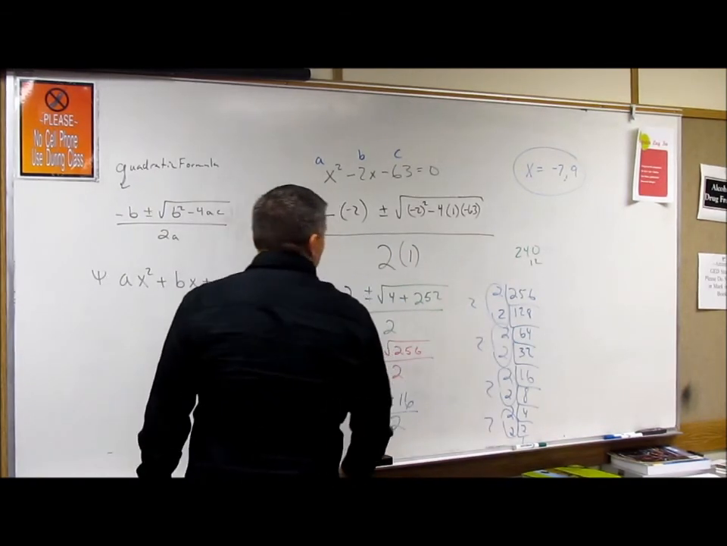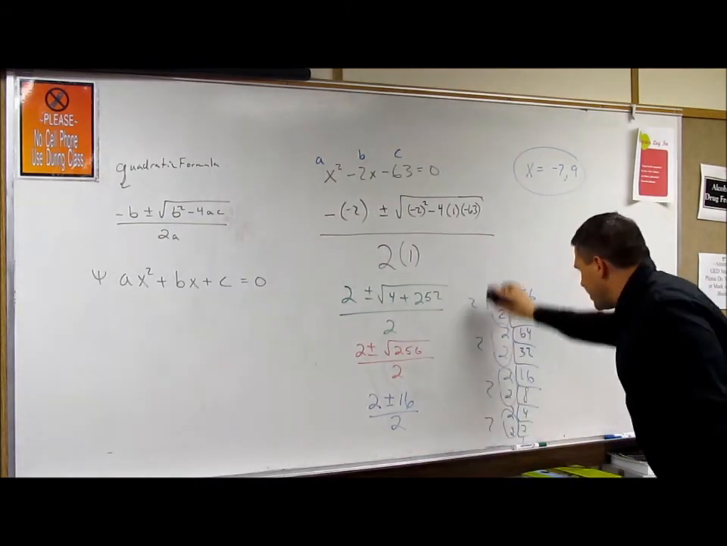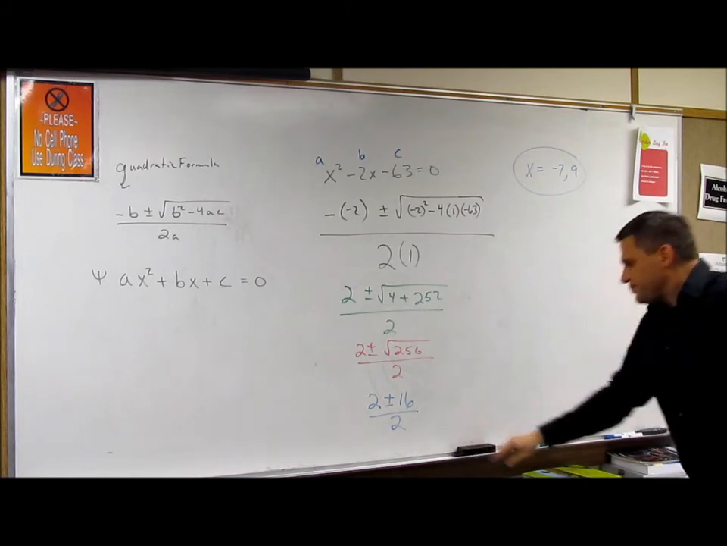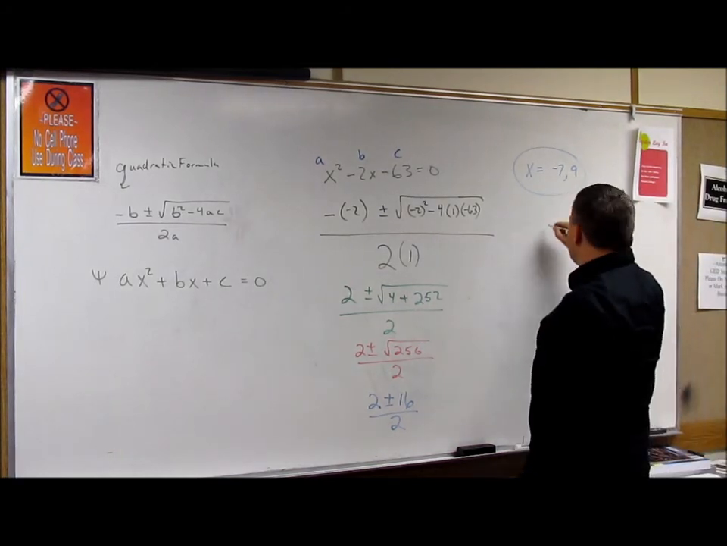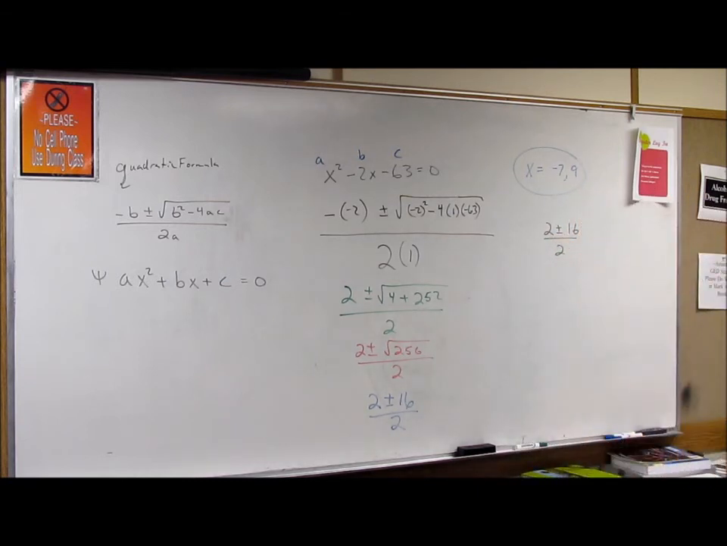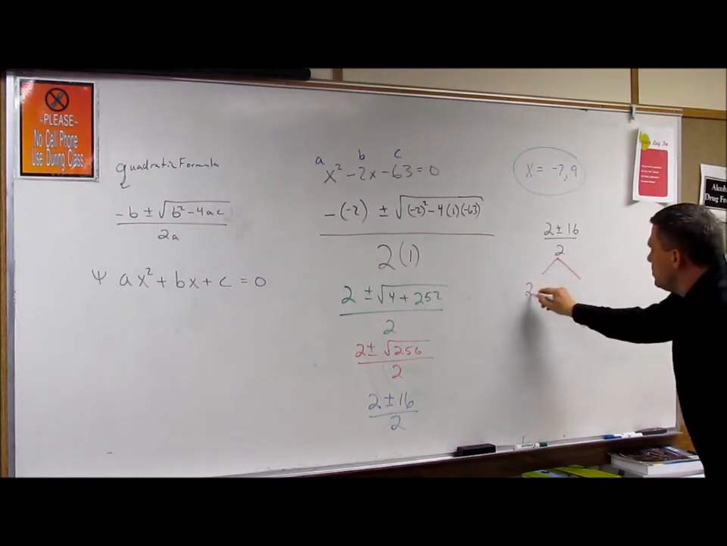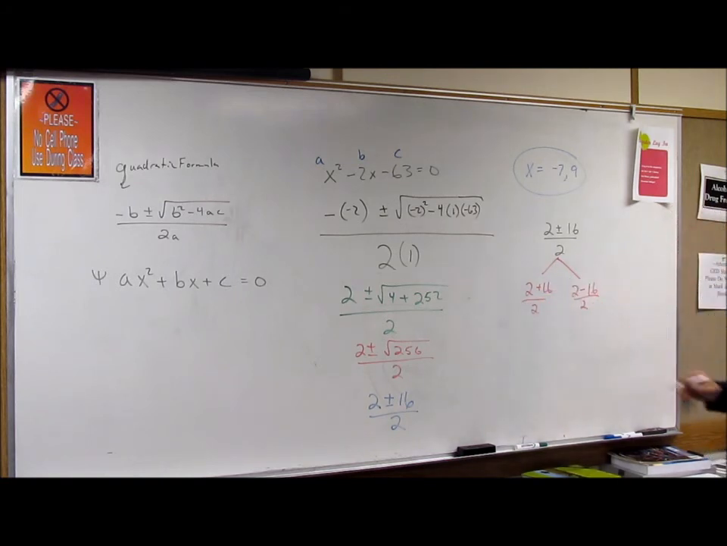All right, here we go. We're going to come over here. I'm going to erase this part that I broke it down with. I'm going to rewrite it. So that's 2 plus or minus 16 all over 2. Okay? And now I'm going to do the math, right? So I'm going to go in 2 directions. 2 plus 16 over 2 and 2 minus 16 over 2. Because that's what the whole plus or minus thing is, right?